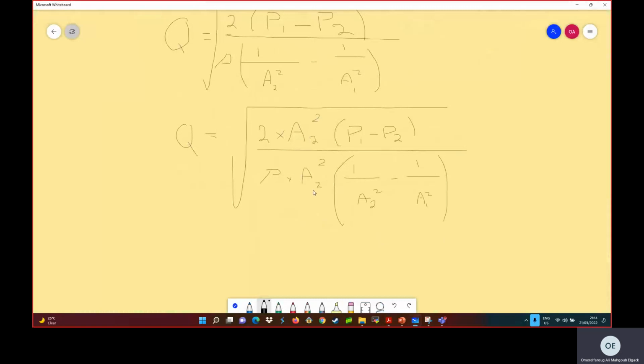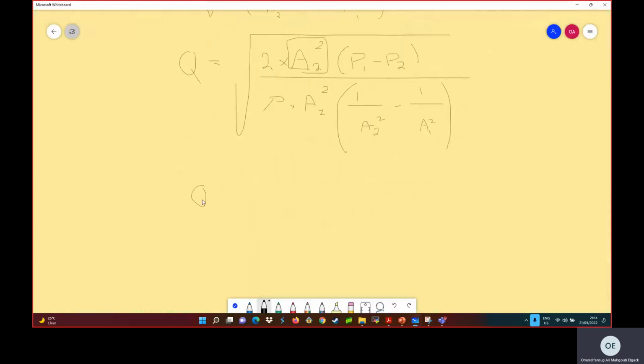It will be cancelled. So this one, A2 squared, what is the square root of A2 squared? It's A2, right? So you can take it outside of the square root and take the root of it. The root of A2 squared is A2. And then you have the square root of 2 by P1 minus P2.